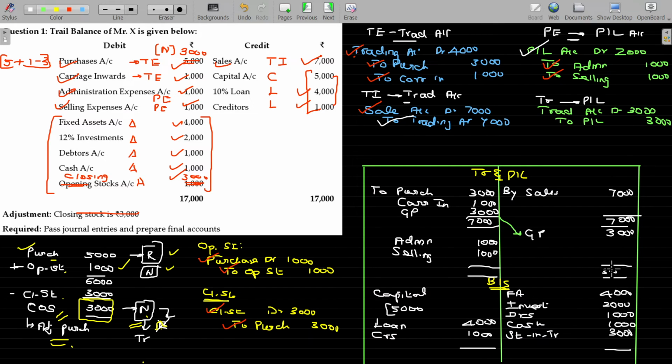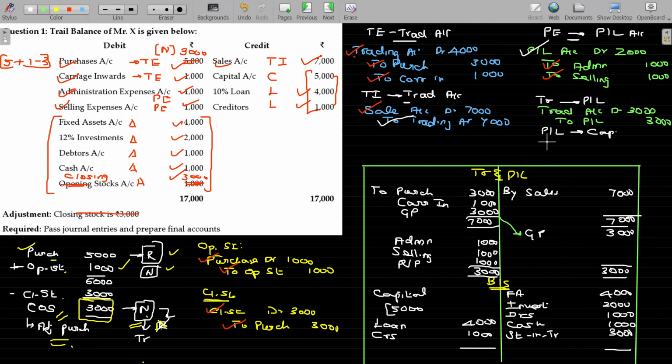Now by tallying the P&L account, I get a balance of 1,000 rupees. This is for whom? Capital account. Net profit simply. For transferring the P&L account balance to the capital account, the journal entry being what? Come on.